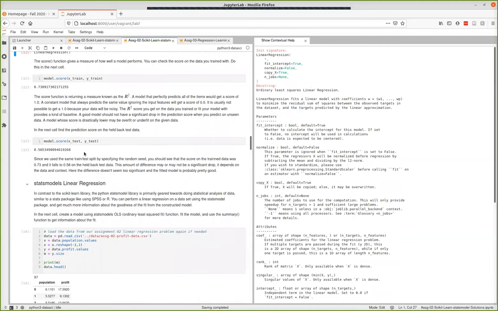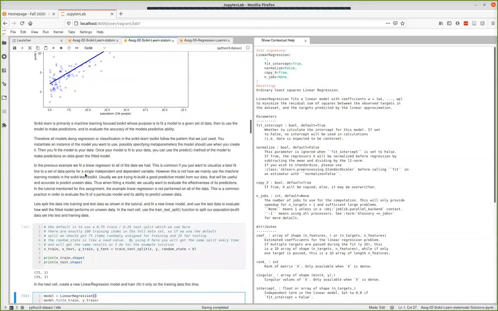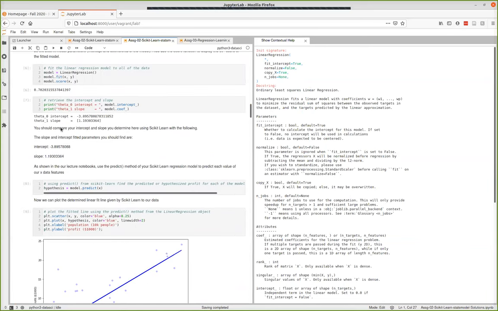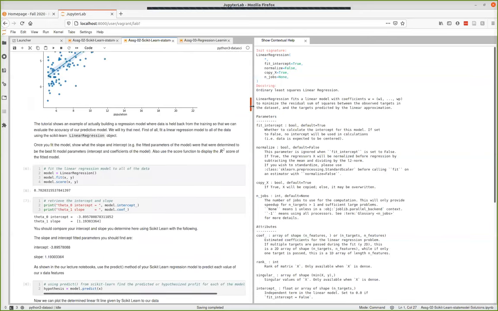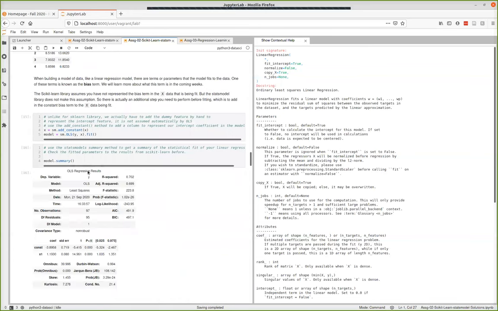fitted parameters if you fit it with all the data. You should get these same parameters, a slope and intercept with these values, using scikit-learn, and you would get exactly those same values if you use statsmodels, right? So the default for both of these libraries is to do the same thing here.